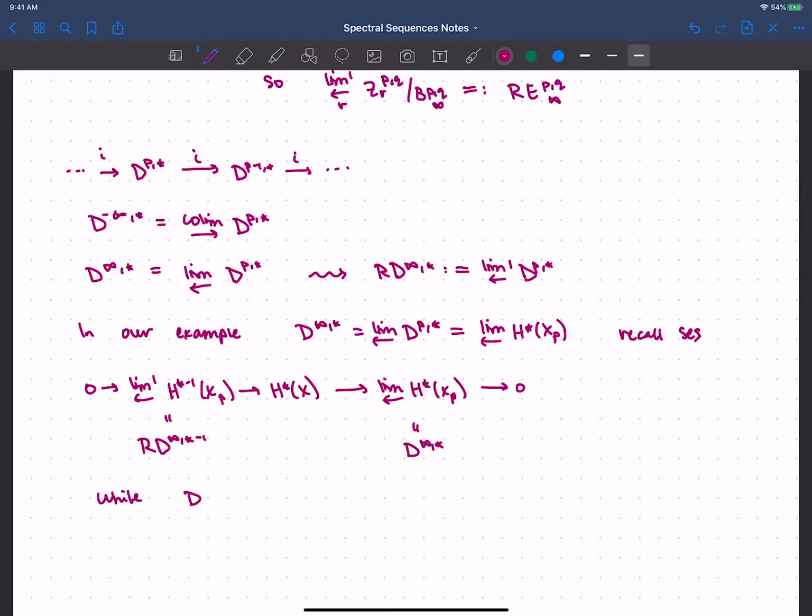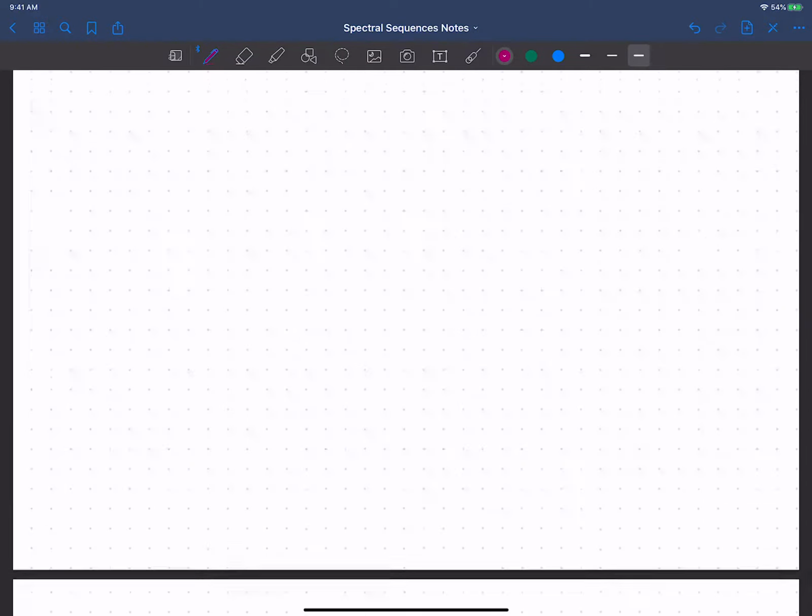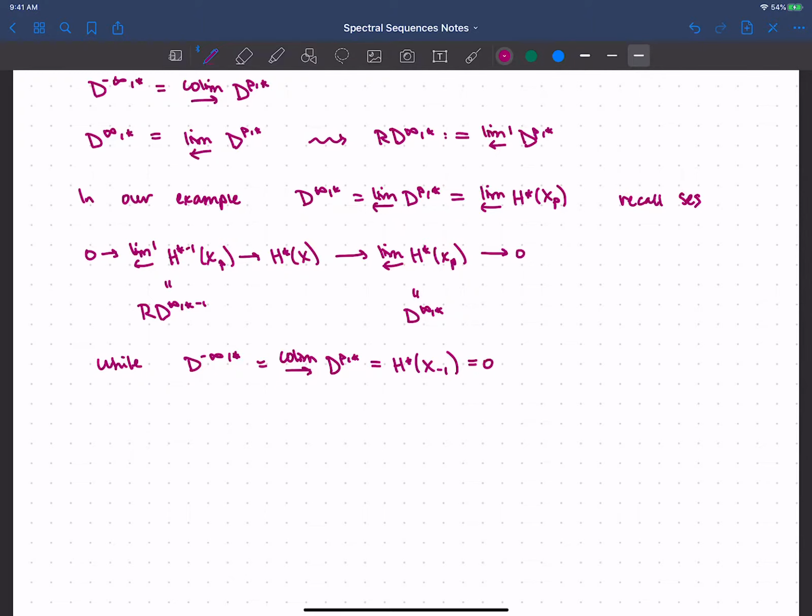Well, in our case, that is the colimit. That's actually the definition. That's not our case yet. But that's the colimit of the d p stars. And so it's the cohomology of x minus 1. All I mean is that this filtration of x was bounded below. So if we keep going back, then eventually we get to x minus 1. That was the empty set. And so, whoa, sorry. So this is 0.